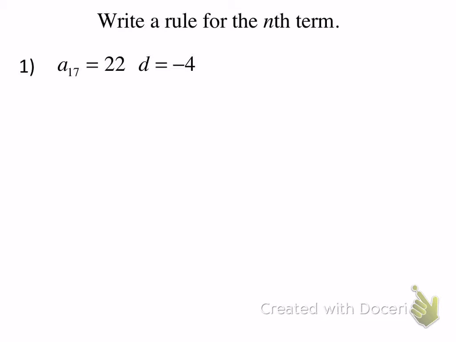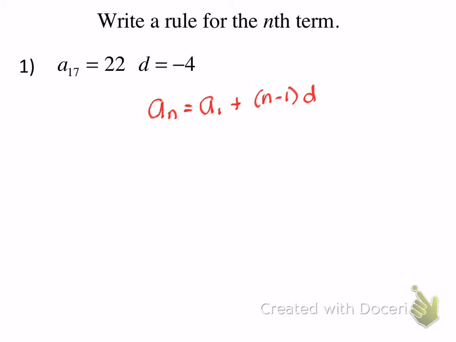The rule that we usually use: A sub n is equal to A sub 1 plus the quantity of n minus 1 times d. Now, what are they giving me? Jacob? The common number it's decreasing by. Okay, more than that, what do I do next? Leilani? They give you A sub 17. And so you substitute A sub n with A sub 17.